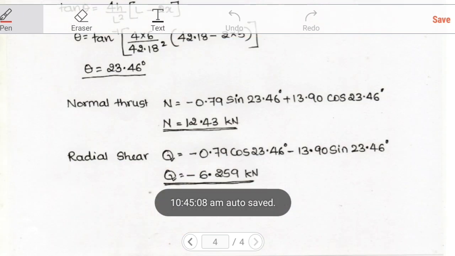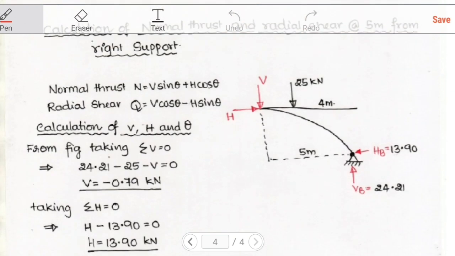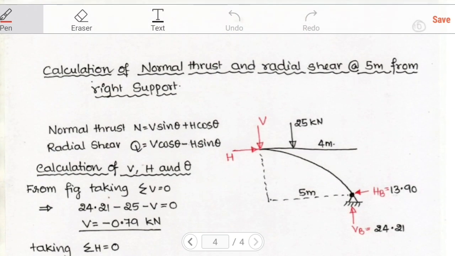Okay. Next is the calculation of normal thrust and radial shear at 5 meter from right support. So the equations of normal thrust and radial shear are the same. Here the calculation of V and H, you have to do once again. So we will write the figure of 5 meter from right support. This is the figure of 5 meter from right support. Okay, here VB is 24.21, HB is the same 13.90.